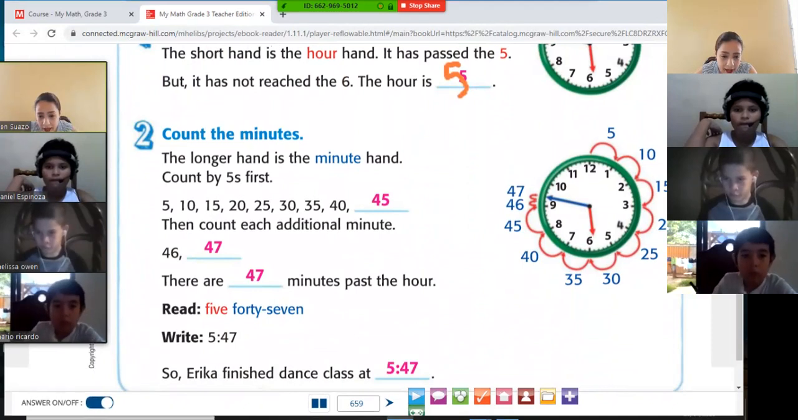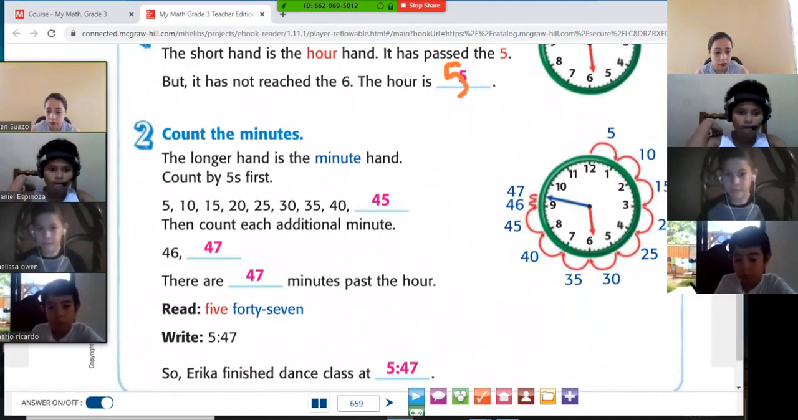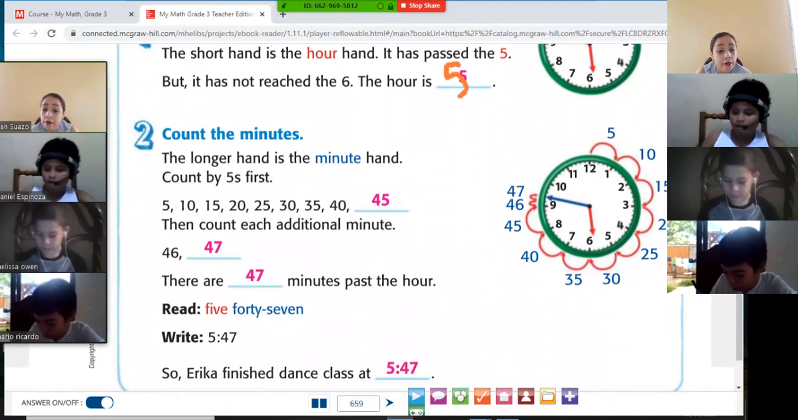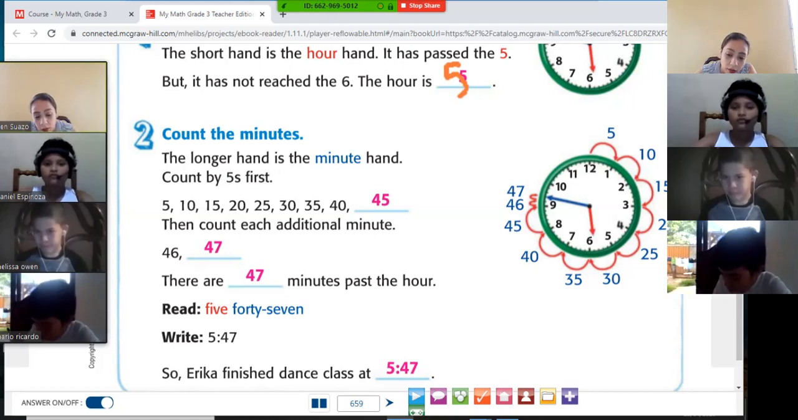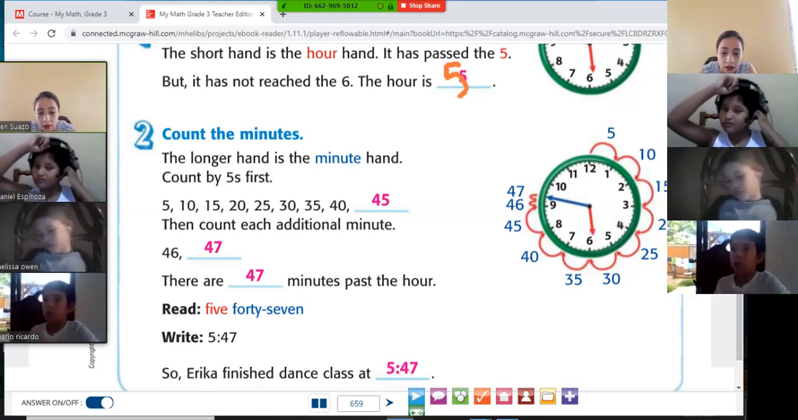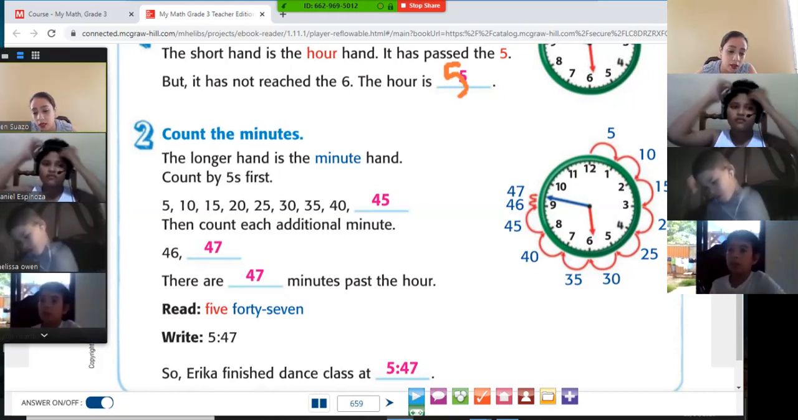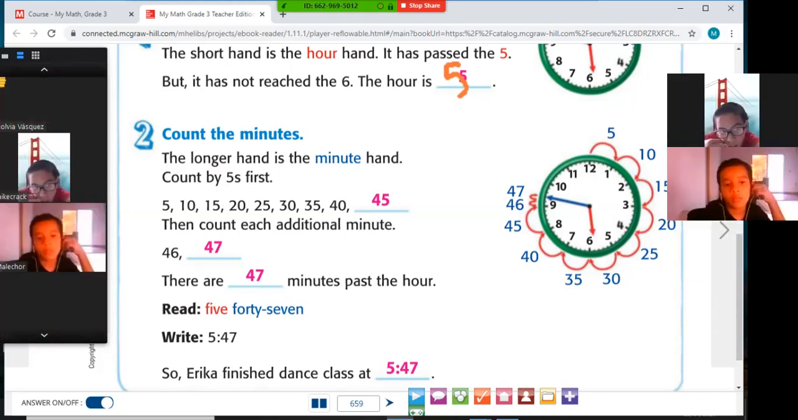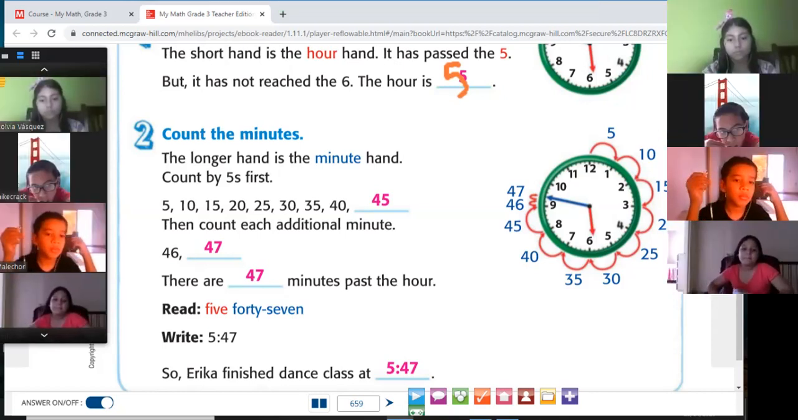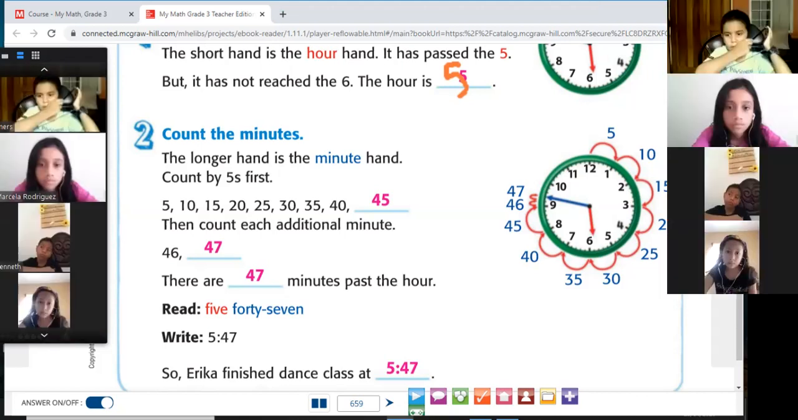Look, like this. It has to go like this. Okay, it is 47. So there are 47 minutes past the hour. What time is it? It is 5:47. I repeat, the little lines in between the numbers are 1 minute. We already know that 9 is 45, so we're still counting 46 and 47. Okay, did you write this in your notebook? So it is 5:47. Okay, do you understand?